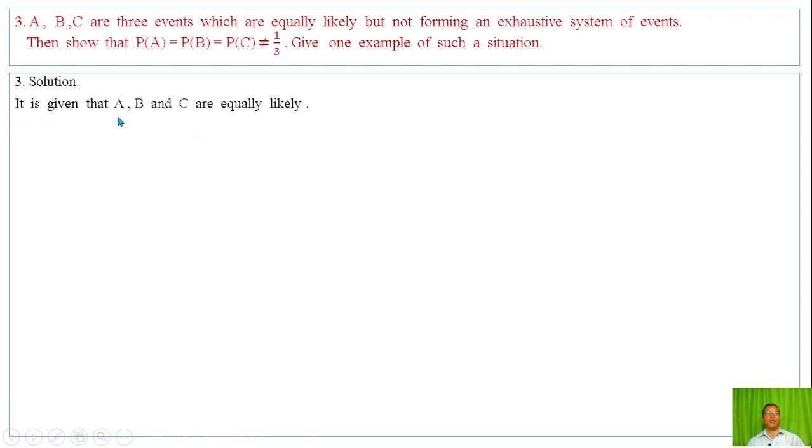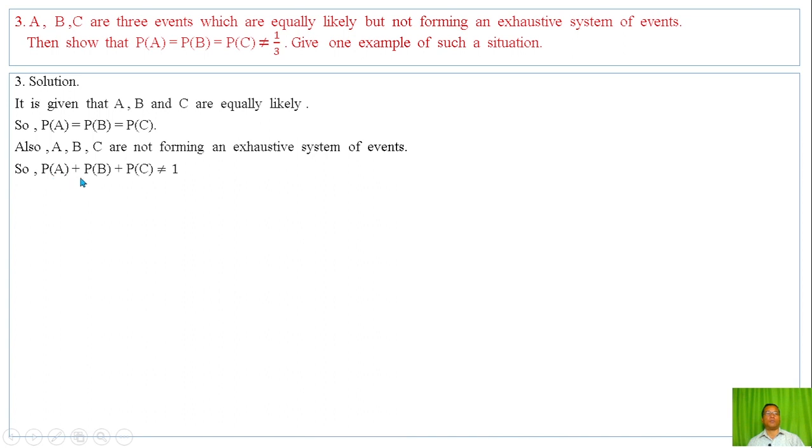It is given that A, B, C are equally likely. So P of A, P of B, P of C have equal probability, however they have a chance of occurring or not occurring. Also, A, B, C are not forming an exhaustive system of events. So P of A plus P of B plus P of C does not equal 1.